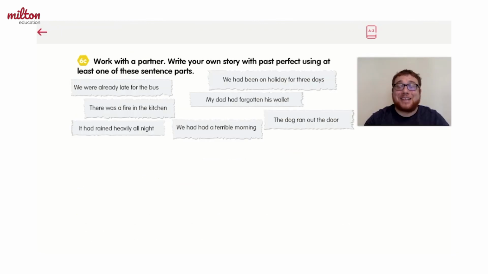In exercise 6c, you're going to do a little bit of creative writing. You must write a short story where you use one or more of the sentence parts in the exercise. Let's imagine that I want to use the example, there was a fire in the kitchen. For example, I could write a sentence where I say, there was a fire in the kitchen because I had forgotten that I was making a lasagna in the oven.